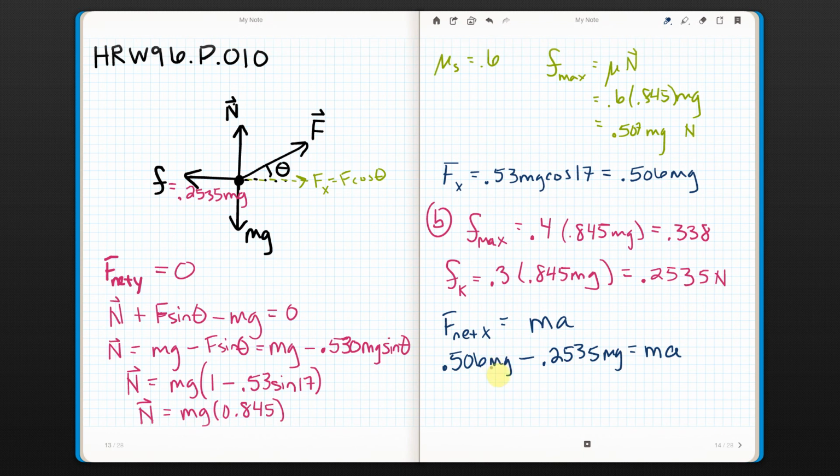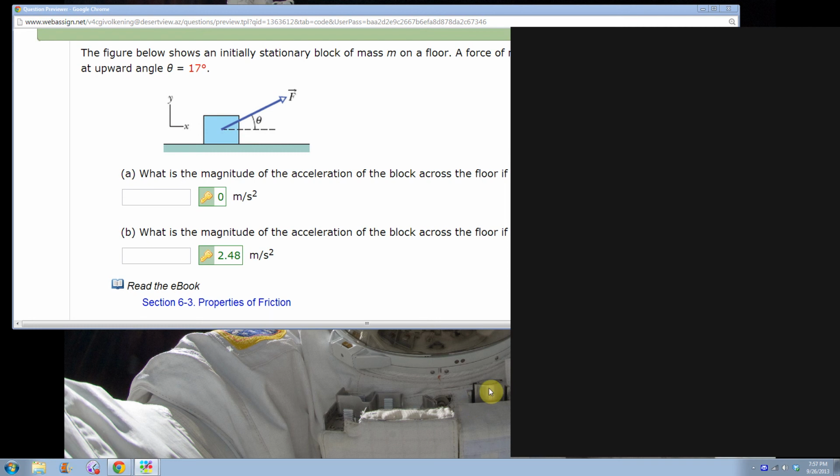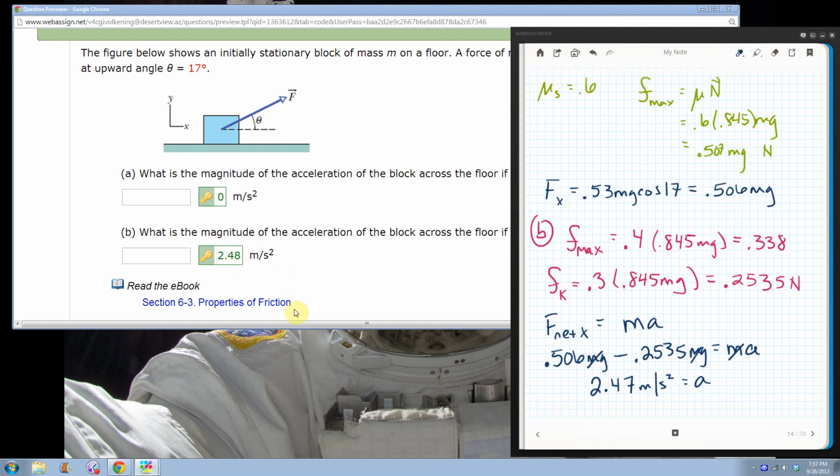Notice I've got mass in every term, so I'm going to get rid of them. So a equals 0.506 times g minus 0.2535 times g. If I throw all of that in the calculator, I'm going to get the acceleration, which for my numbers ends up being 2.4745. At this point, I can start rounding, so meters per second squared. That is a. Let's go check that. 2.47. Oh, I got 2.48. So I guess I was off by a little tiny bit somehow, probably because I rounded up here a little bit.